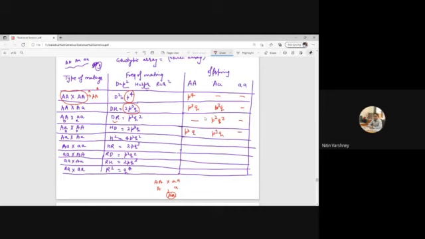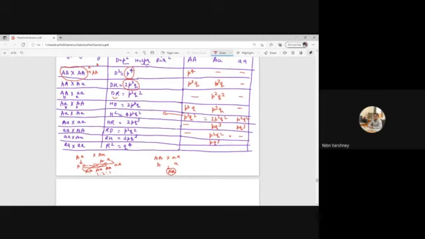Similarly, capital A, small a cross capital A, we will get only heterozygous type, P square Q square. Then this will be dash. Next is RH, means we will get both types. So this PQ to the power 3 and PQ to the power 3. And the last one is Q to the power 4.